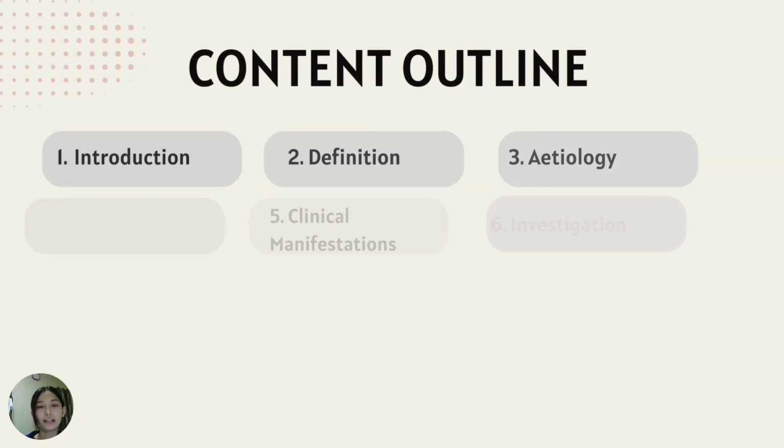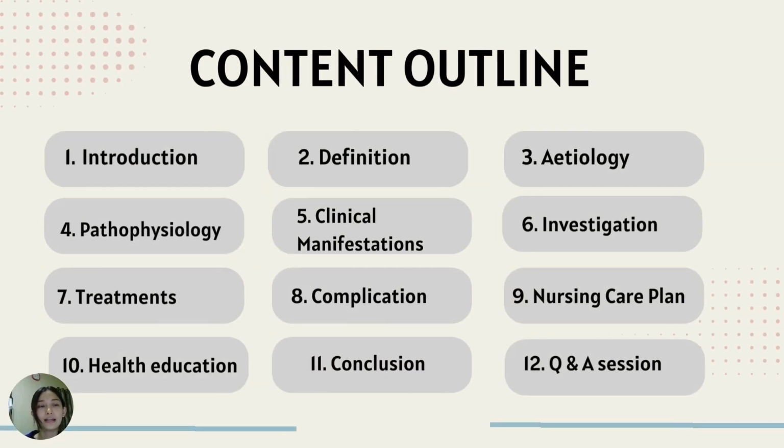So first of all, let's start with the content outline. The content outline of our presentation includes introduction, definition of laryngeal cancer, and also etiology, pathophysiology, clinical manifestation, the important investigation, treatments, complication, nursing care plan, health education, and also conclusion.